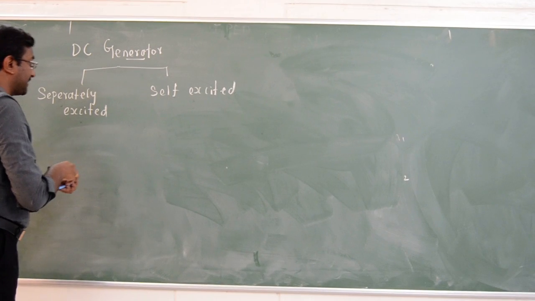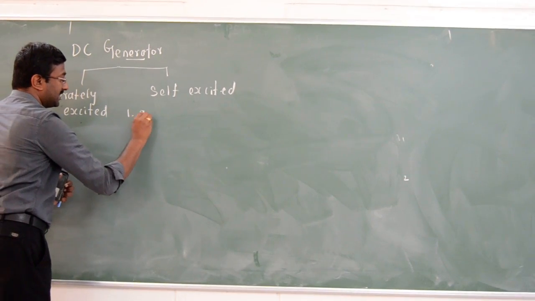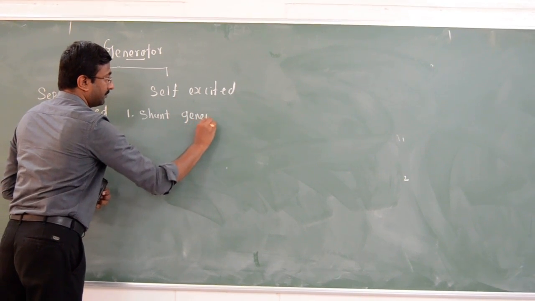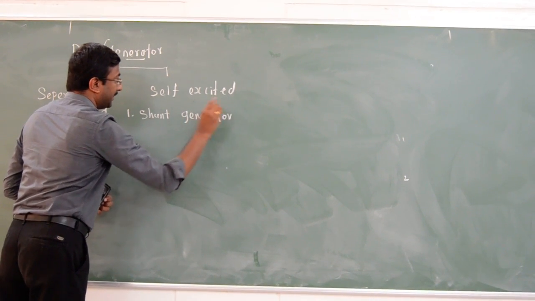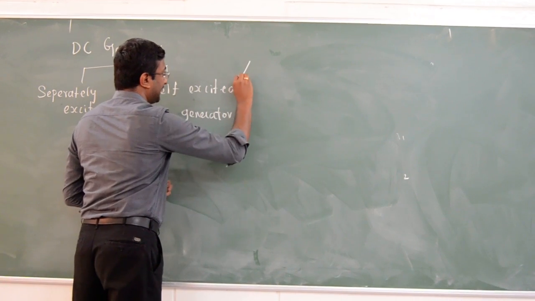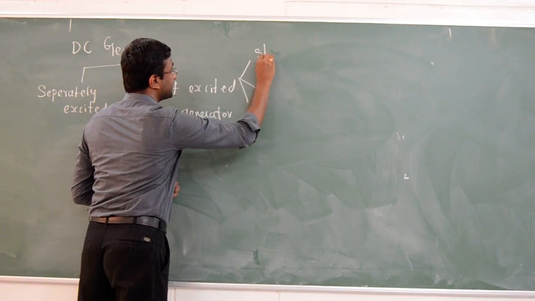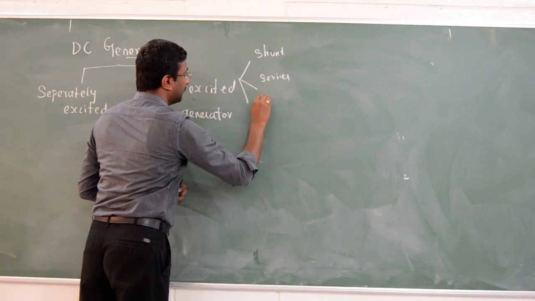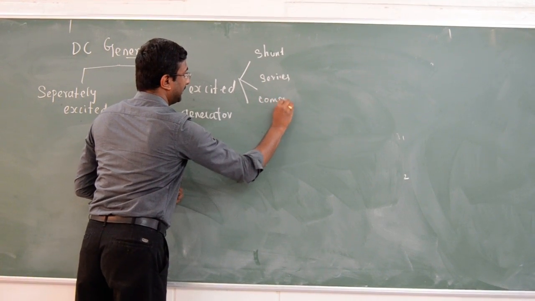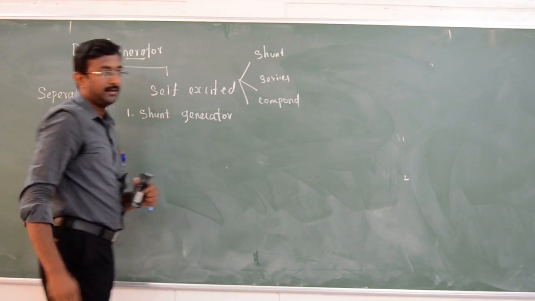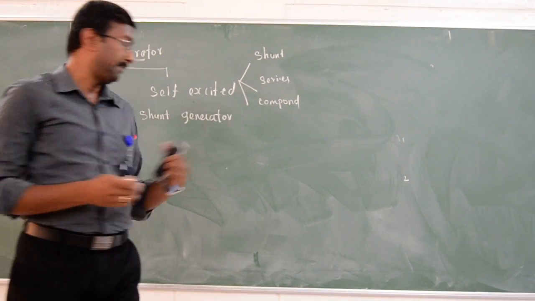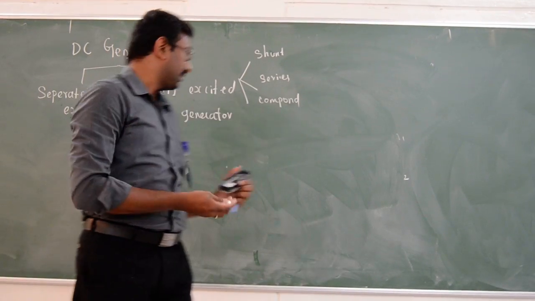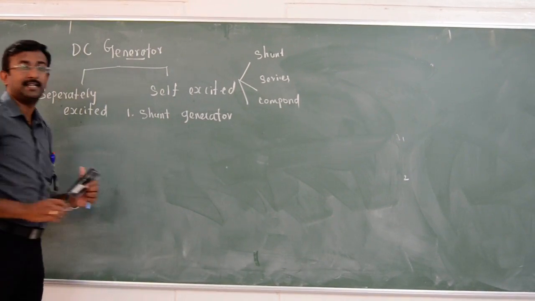The first type of self-excited generator is called the shunt generator. The self-excited generator is classified into three types: one is shunt, the second is series, and the third is compound. This classification is based on the type of connection, that is, how the field winding is connected with respect to the armature. First we are going to discuss what is meant by a shunt generator.